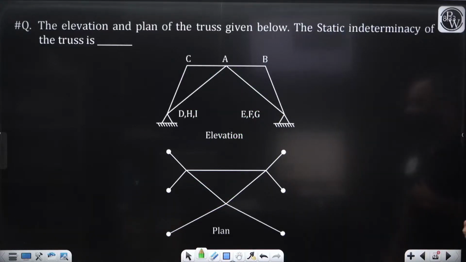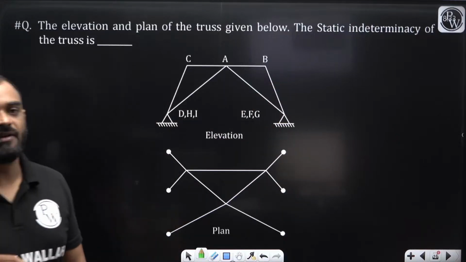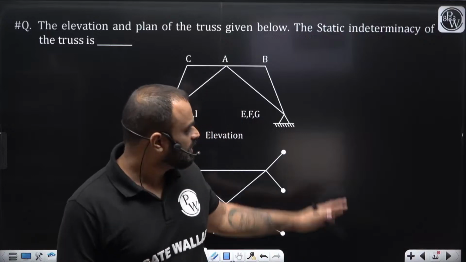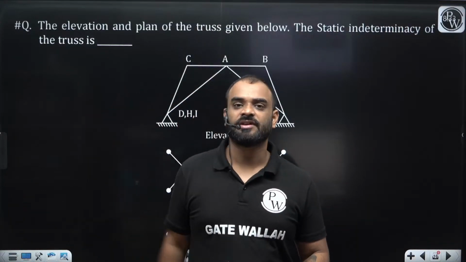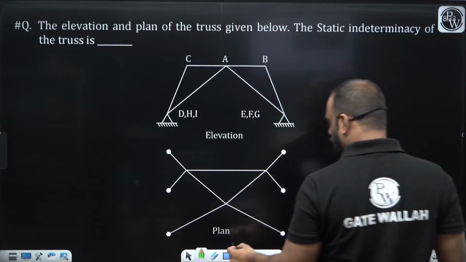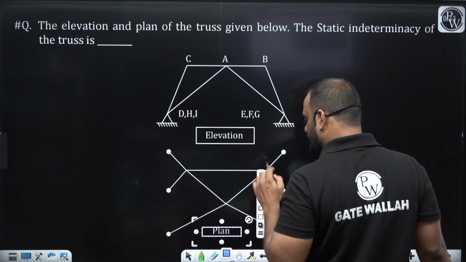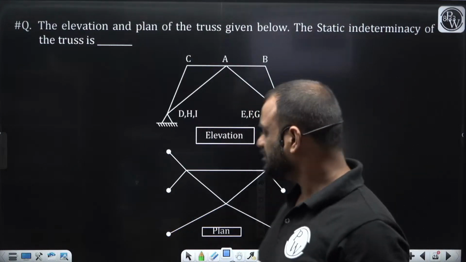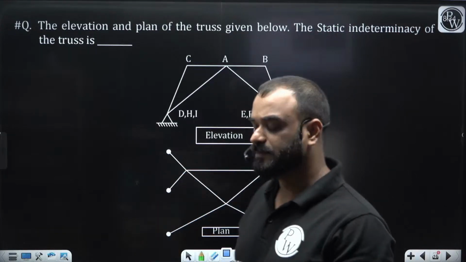Guys, now this is the 3D truss question. And the 3D truss formula to find out the value of DSI we have already discussed. Now let us understand how to find out the value of DSI in case of a 3D truss. So guys, there are two portions given to us. One is the elevation and the second is the plan, which are given so that we can understand this truss.